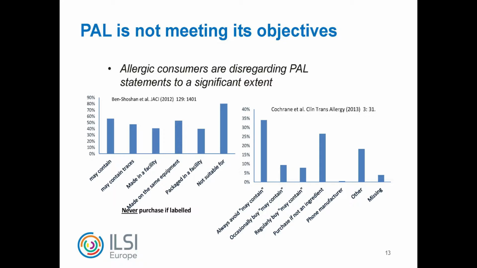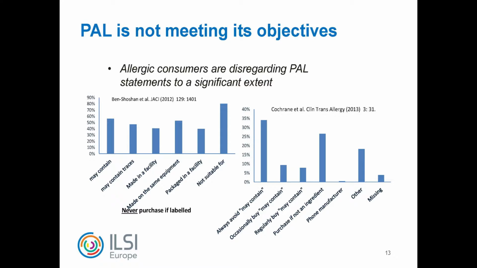So, for instance, if you have the statement "may contain", you look there at the Ben Shoshan study. The statement refers to never purchase if labeled. Well, 55% never purchase a product having a "may contain", I mean, who are allergic to that. But that means 45% do. Those 45%, in the light of the couple of preceding slides I mentioned, are potentially putting themselves at risk.